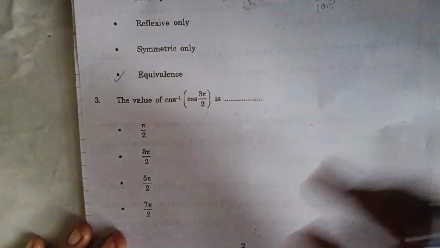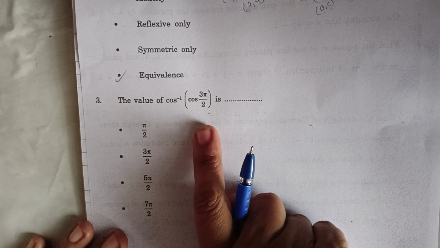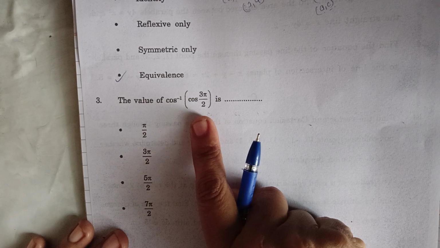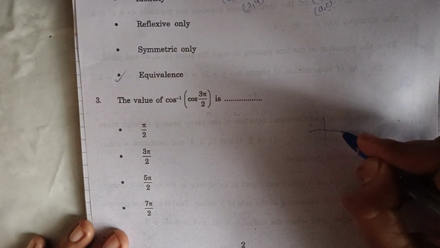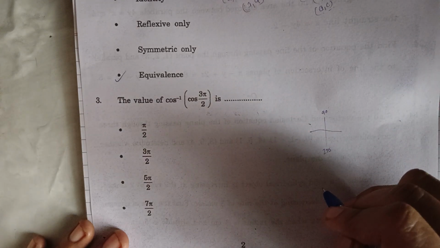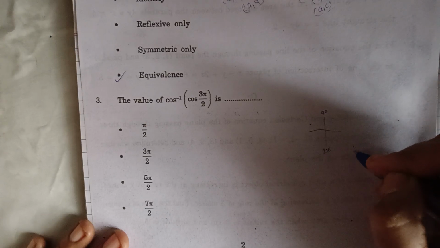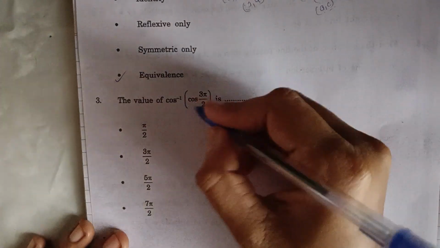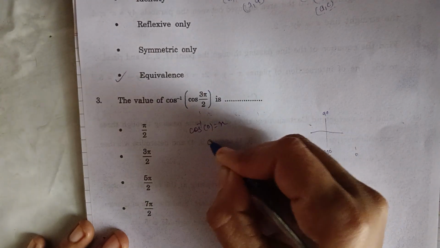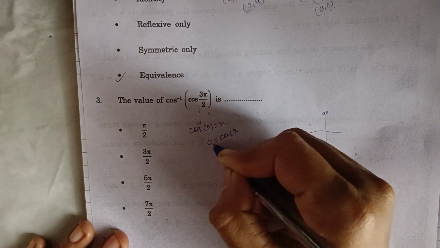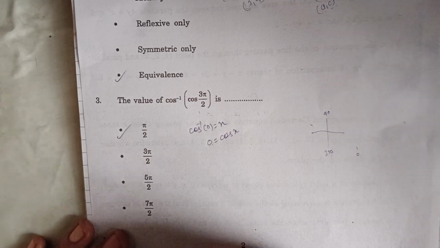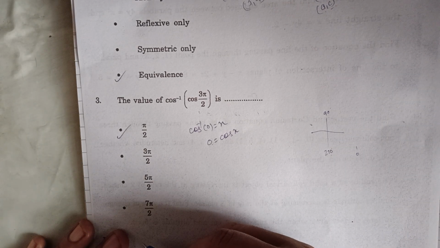Next question, the value of cos inverse of cos 3 pi by 2 is. So first you write the value of cos 3 pi by 2. Cos 3 pi by 2 is our 270, opposite of 90, right? Cos 90 is 0, so this is also 0. So cos inverse of 0 you have to find. Cos of x is 0, which is that value pi by 2. Cos of 90 is pi by 2, right?